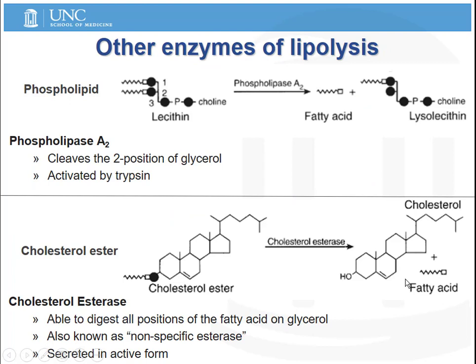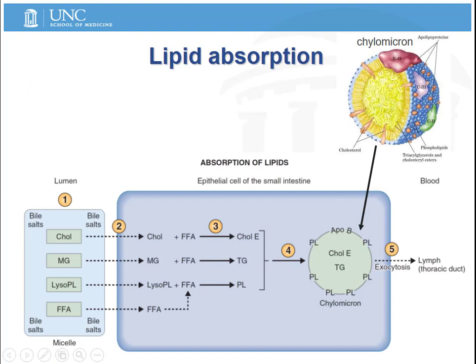There are 2 additional enzymes of lipolysis. So that's phospholipase A2, secreted by the pancreas and responsible for cleaving the fatty acid at the 2 position of glycerol. And it's secreted in an inactive form that is then activated in the lumen of the small intestine by trypsin. Cholesterol esterase is also secreted by the pancreas, and because it's active against a wide range of esterases, it's also known as non-specific esterase. Now that we've digested lipids, let's look at the process of lipid absorption.